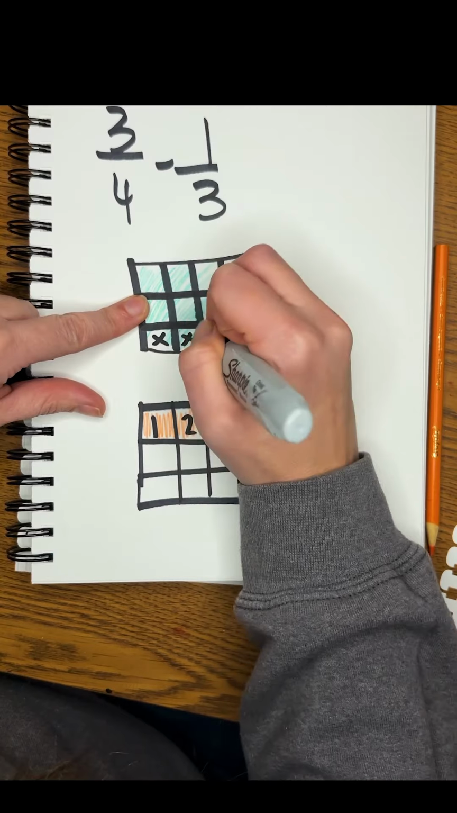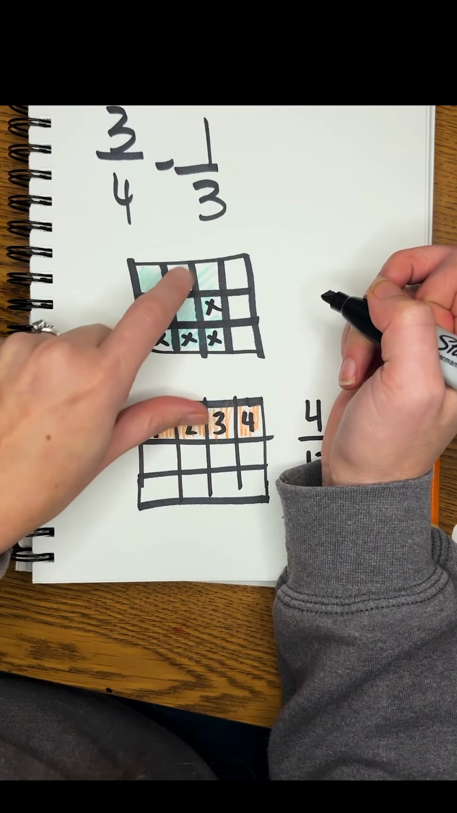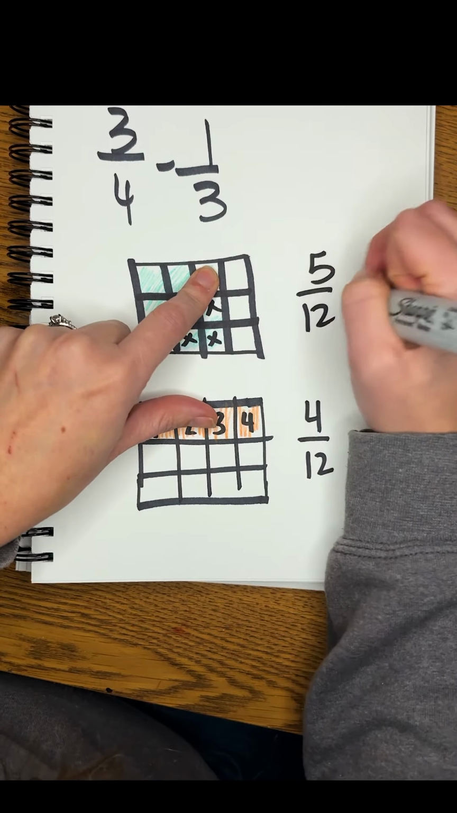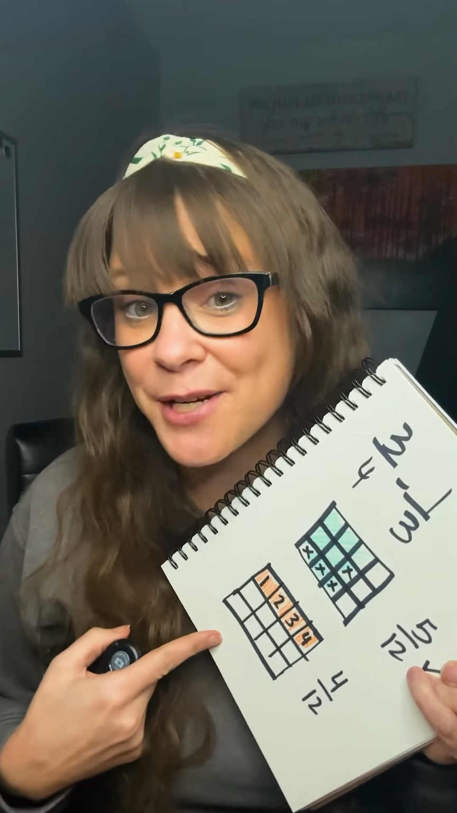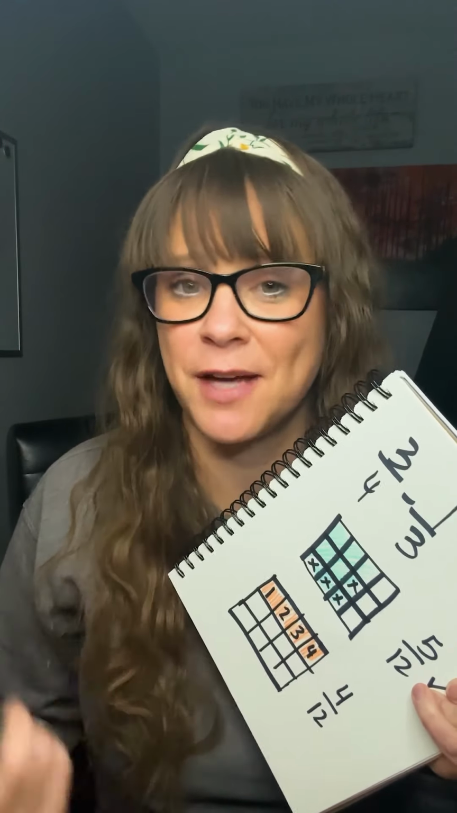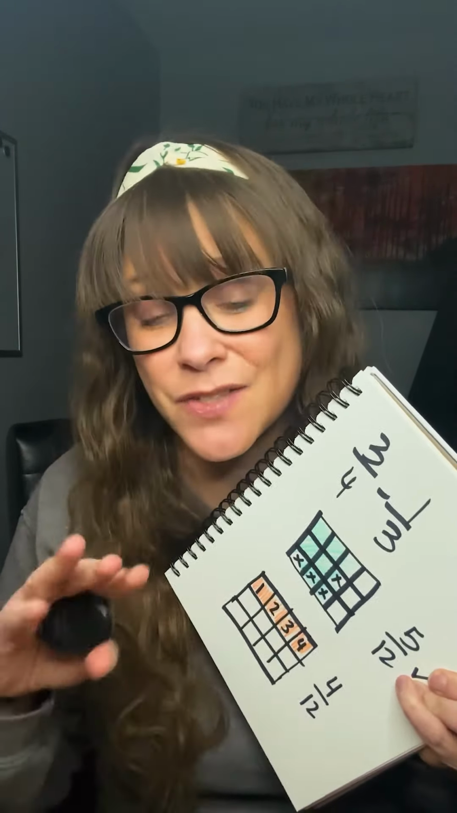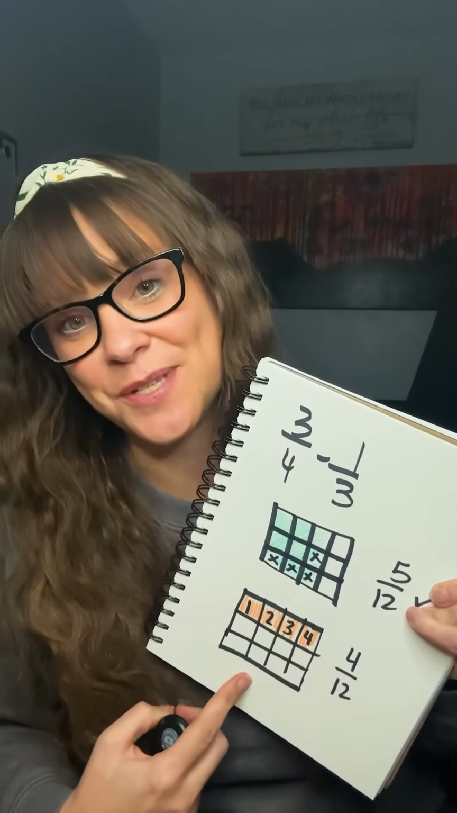1, 2, 3, 4. 1, 2, 3, 4, 5. 5/12ths is the answer. This is just one way to do it, and it's okay if you don't like this way. If you like the standard algorithm and you mastered that, that's fine. But this is how I introduce it to my students.